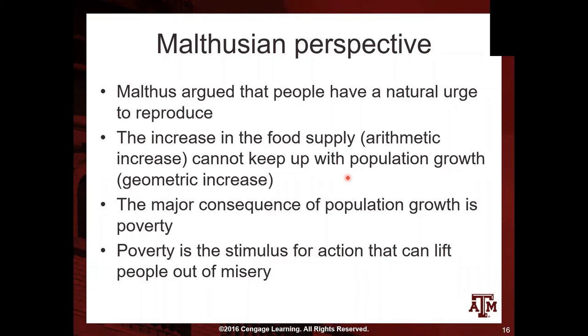The major consequence of population growth is poverty. Poverty is the stimulus for action that can lift people out of misery. So, exactly what I said before, population growth, independent variable, causes poverty, dependent variable. In order to avoid poverty, we have to act so people don't go into poverty and have bad things happening to them in the future, right? So that's his major perspective.